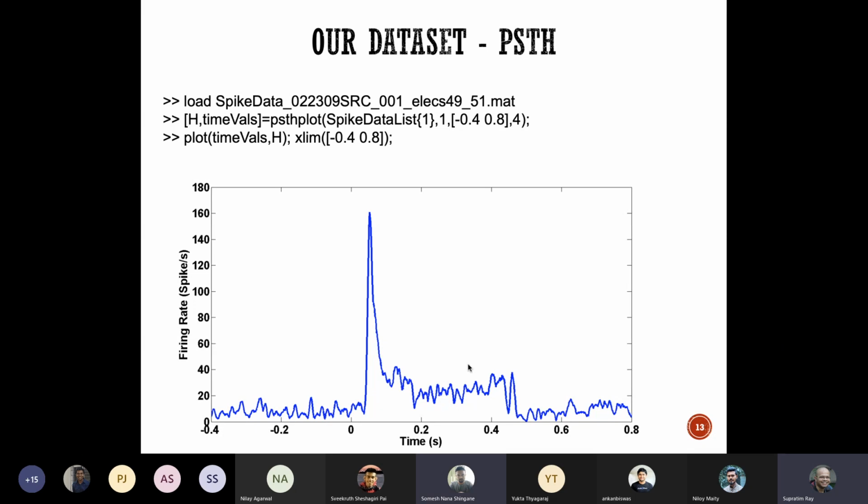For this interval, it is following the rate code because, as has been pointed out, if you average it out only from 0.2 to 0.4, you'll see it's nearly a flat curve in this interval, with around 20 spikes per second.